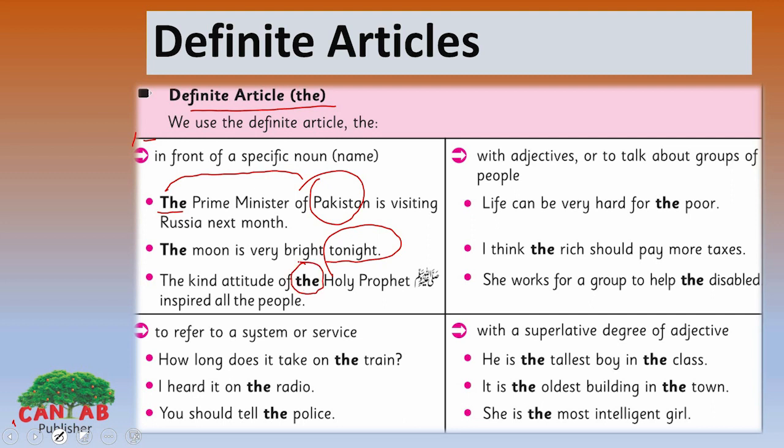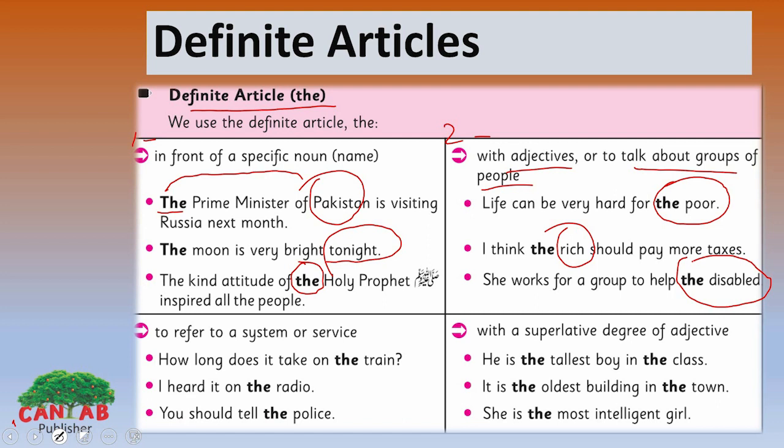Look at the second usage, with adjectives or to talk about groups of people. Life can be very hard for the poor. Here the group of people is the poor. I think the rich should pay more taxes. The rich. She works for a group to help the disabled. The disabled. Look at the third usage.